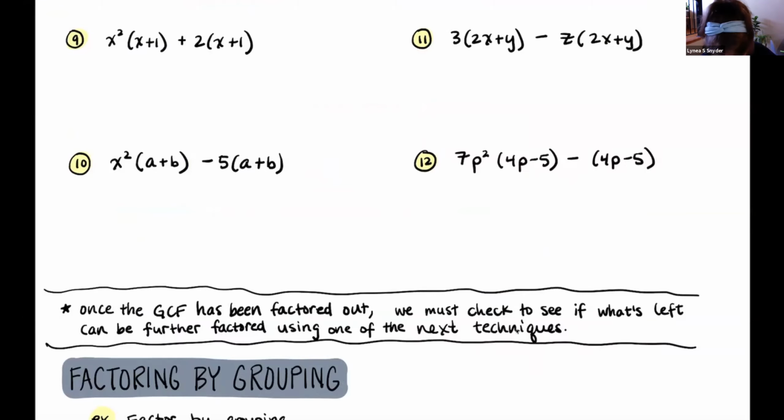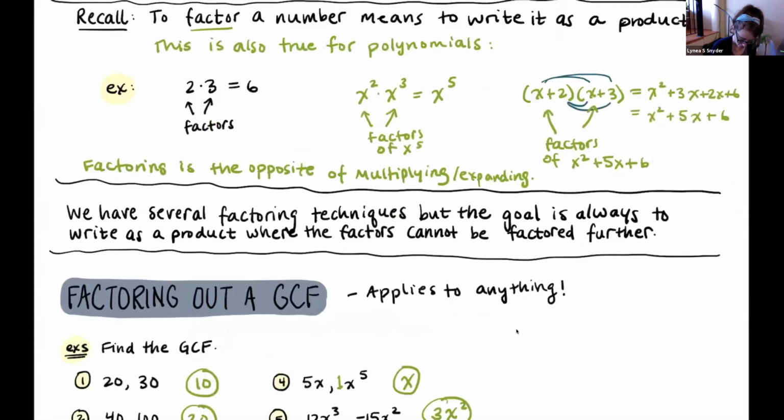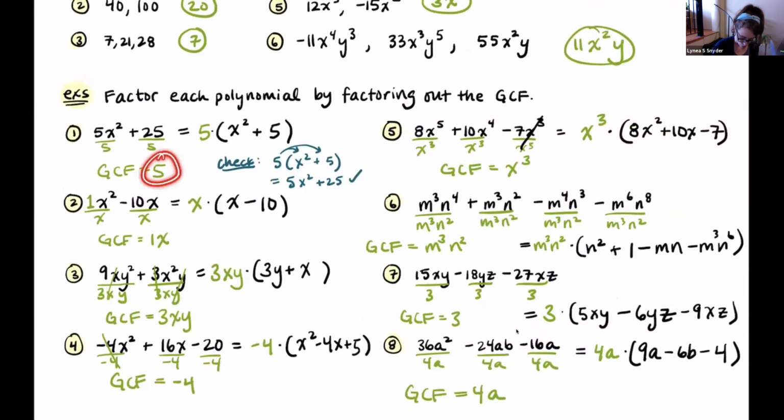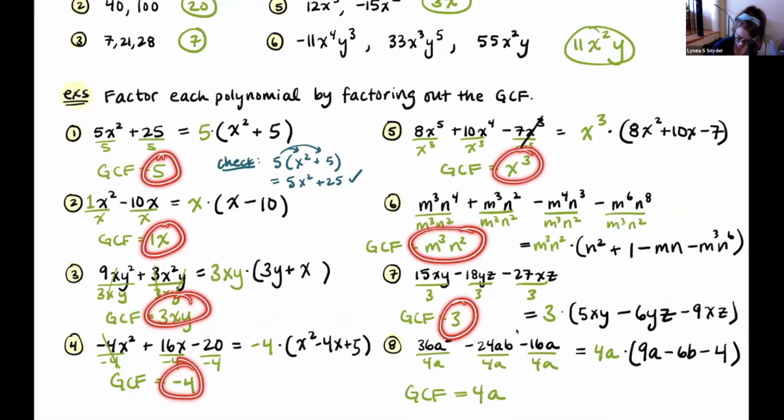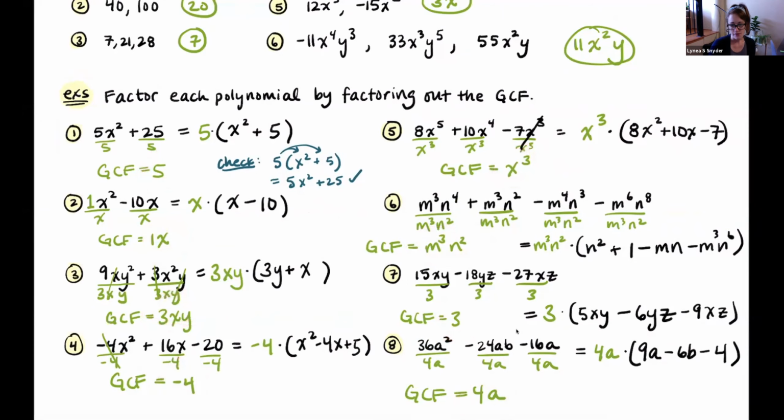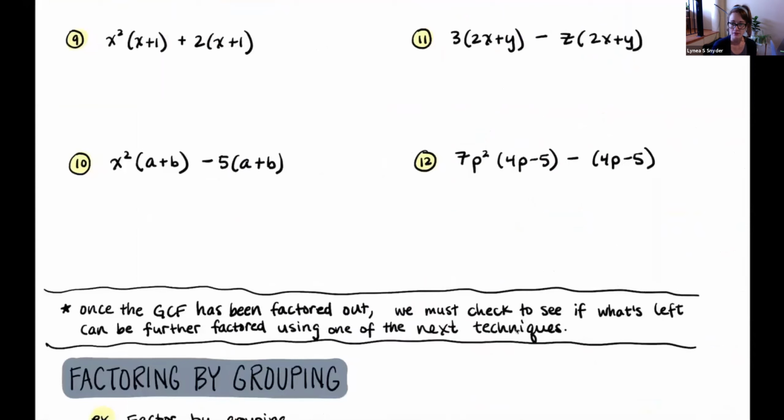But these are a little bit different. Sometimes the greatest common factor is not a monomial, right? If you look back over here, 5, 1x, 3xy, negative 4, x cubed, m cubed, n squared, 3, 4a. These are all single term things. Sometimes the greatest common factor can be a binomial or a trinomial or any term nomial. So you just need to look where the things are separated by the plus.